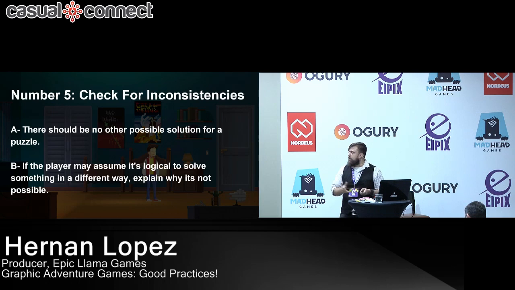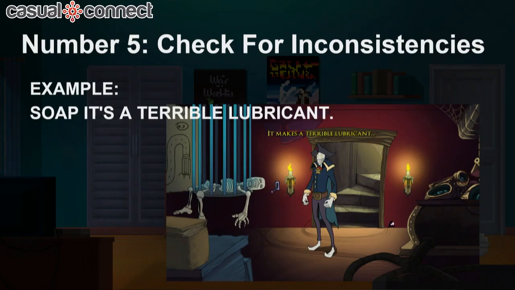So, for example, soap, that's an example from the game that we made. Soap is a terrible lubricant. There was a chain that needed lubricant, and there was soap there. A lot of people assumed that soap could be used for lubricating the chain, but it's a terrible lubricant, soap. So we added, okay, if you try to use the soap on the chain, they say, no, it's a terrible lubricant. Believe me, I've tried it. It's not going to work.